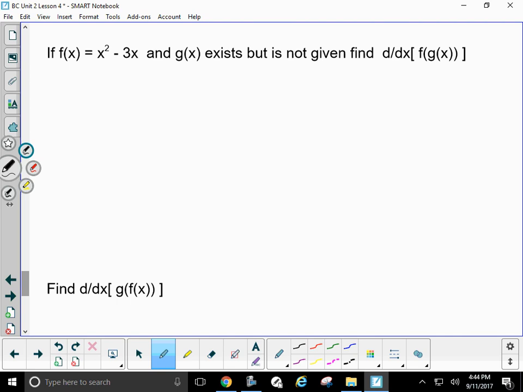Two more problems. I'm given what f is equal to. I'm told that g exists, but it's not given. I want to find the derivative of f of g of x. So 2 ways to do this. You can either write it out as f of g of x. Now, I'll just do both.